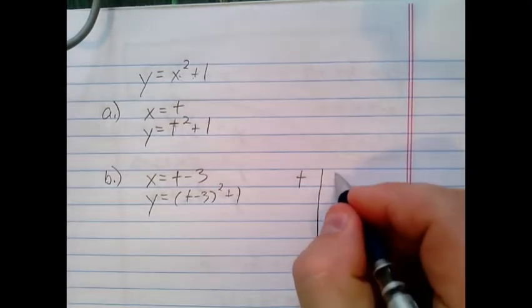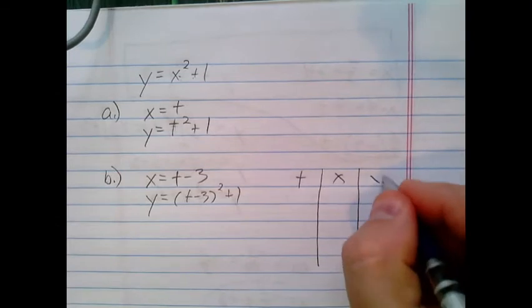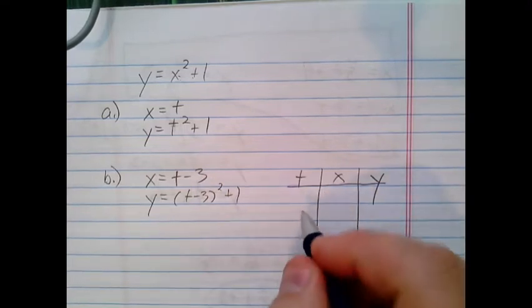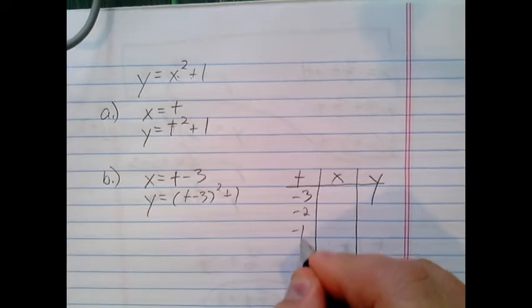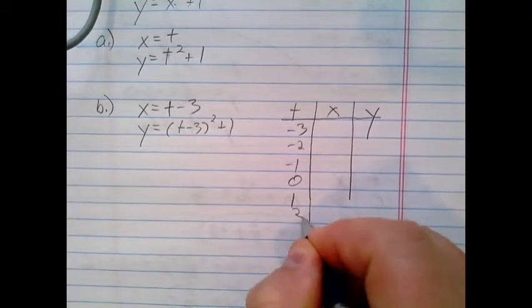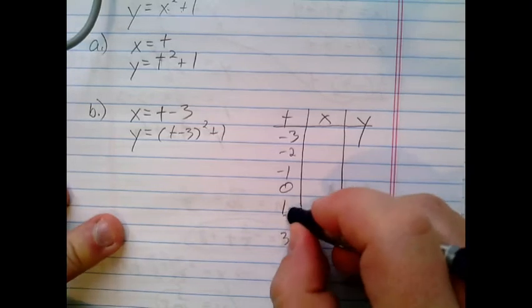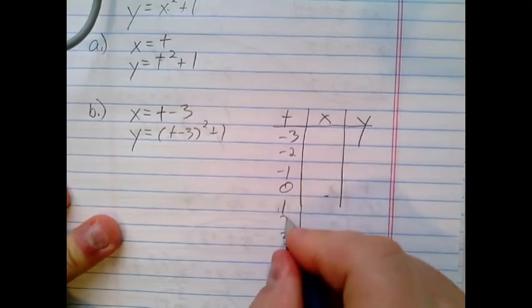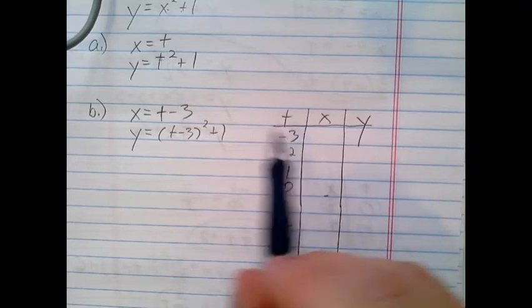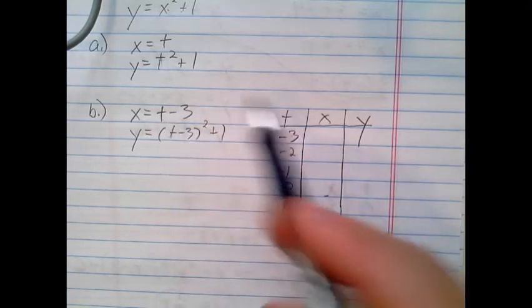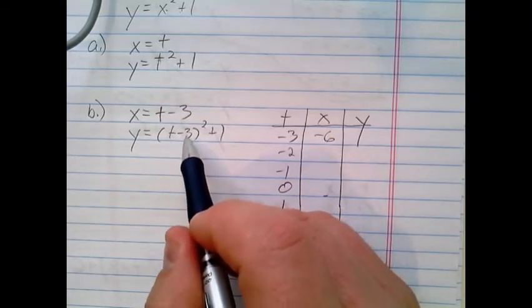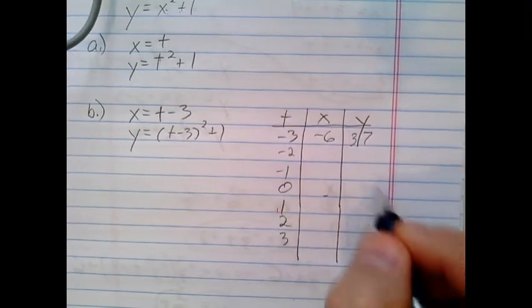So I'm going to set up a little table here where I'm going to pick values of t, and then for each value of t that I pick, these formulae here will fill in ordered pairs for x and y. So we'll just let t go from -3 to +3 in increments of 1. Alright, so when t is -3, x would be -6, and y would be -6 squared is 36 plus 1, it'd be 37.